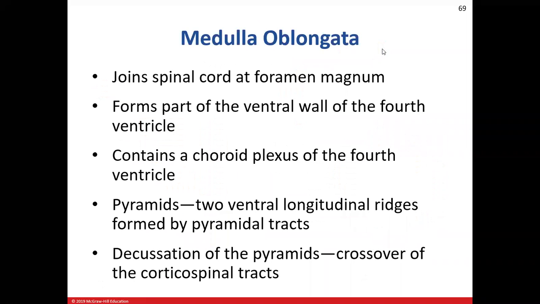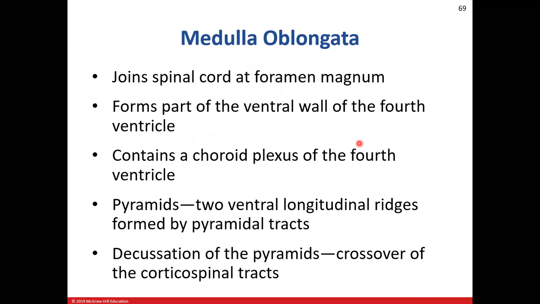So then we get to the medulla oblongata. And the medulla oblongata joins the spinal cord at the foramen magnum. It's going to form part of the ventral wall of the fourth ventricle, and it contains the choroid plexus of that fourth ventricle. And the choroid plexus is going to be responsible for helping to create our cerebrospinal fluid.